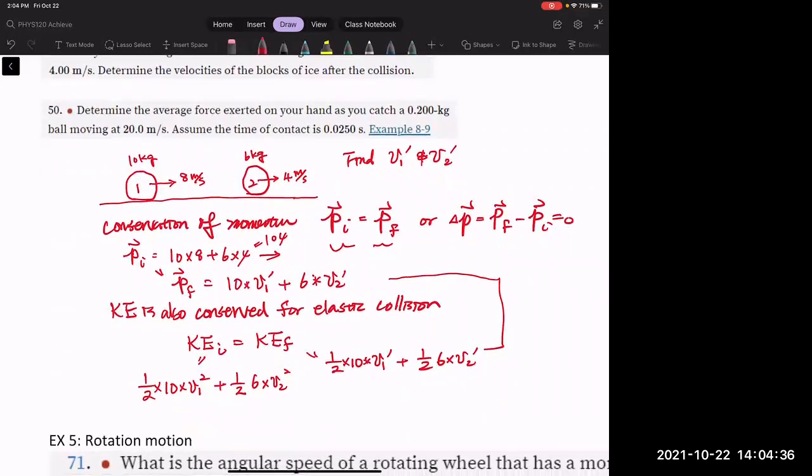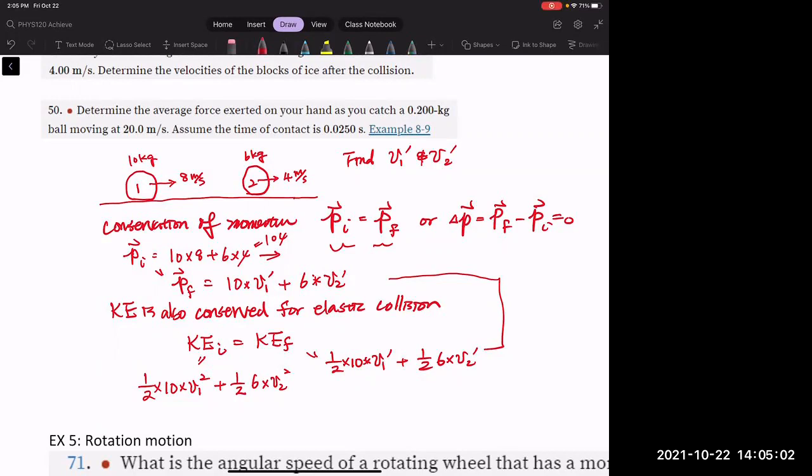Problem 50 is about the impulse and the force. If you have an average force, meaning you treat the force like a constant, working on a 0.2 kilogram ball moving at 20 meters per second, how much force do you have to apply to the object in order to stop it?